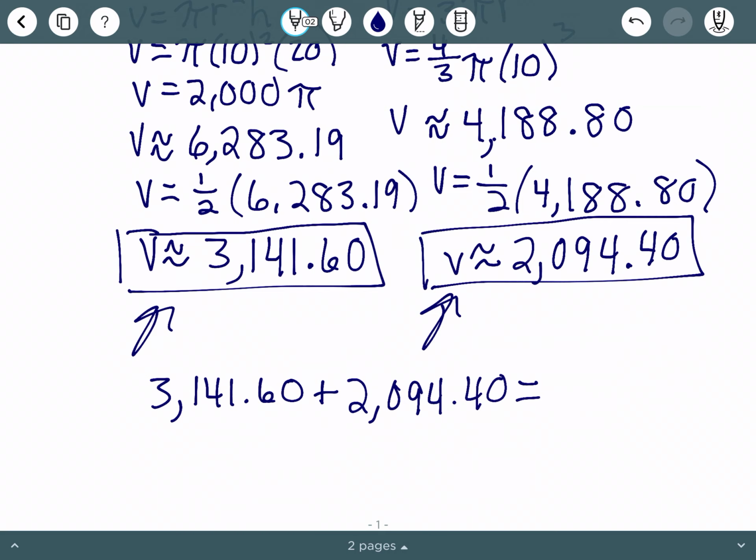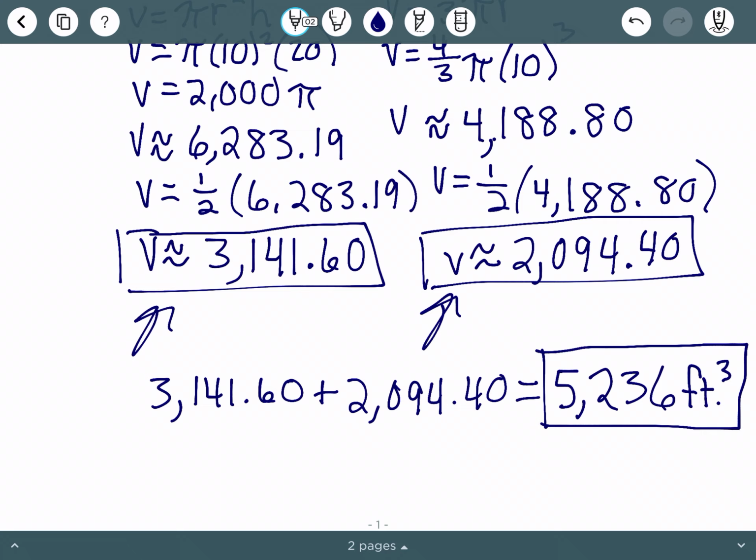All right, so 3,141.60 plus 2,094.40 is going to give us, actually exactly on my calculator at least, 5,236. Now it's going to be labeled cubic feet, right? Because it's volume. So that is how much water will go in the pool.